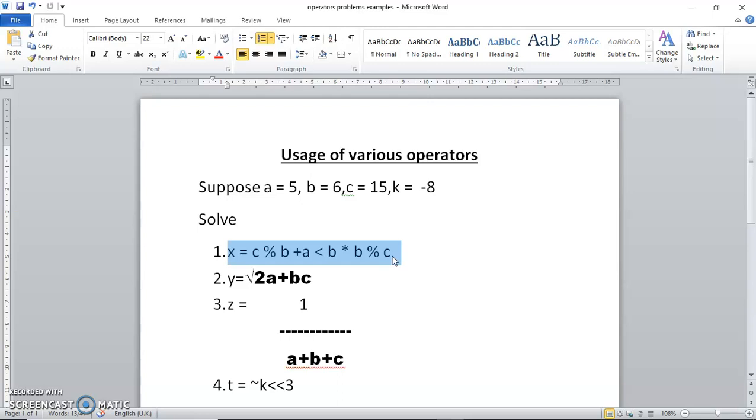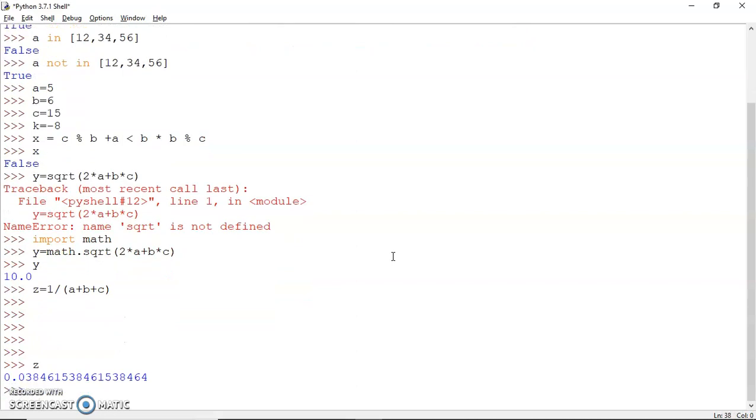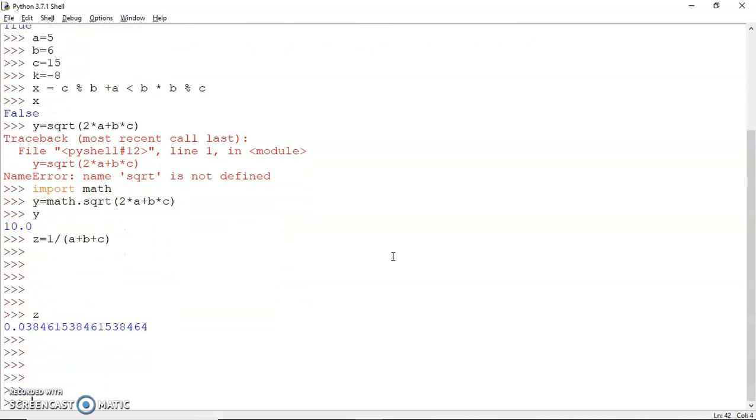Now how to write this? z is equal to 1 slash a plus b plus c. So I'm going to write it for you. So let us write here z equal to 1 slash a plus b plus c. So would it be the correct representation? No, because slash has a higher precedence than plus. So 1 slash a would be calculated first, and the rest of the things would be added to it. So just to prevent that, we need to write it like this. Okay. And then we can see the value of z, which comes as this.